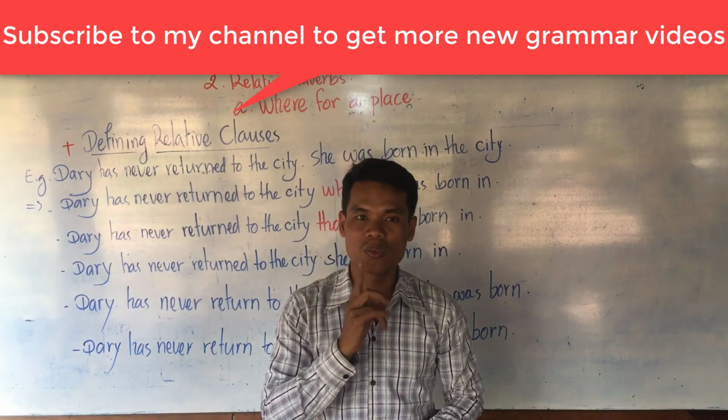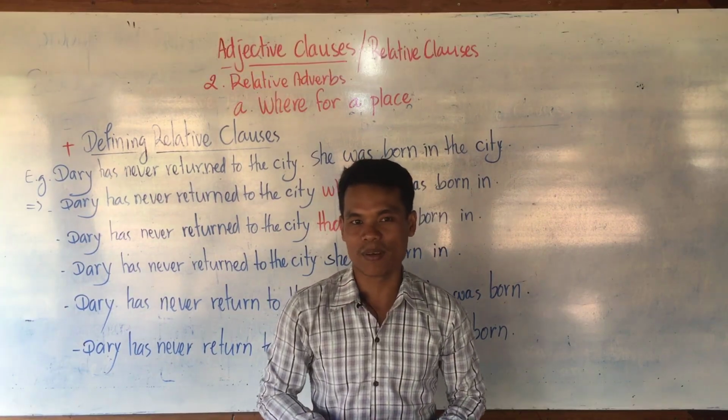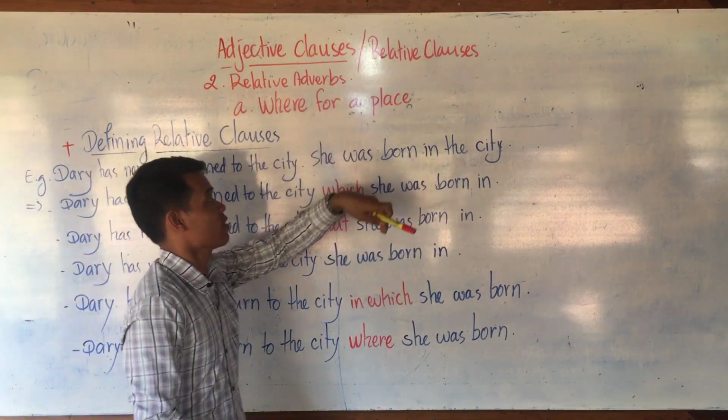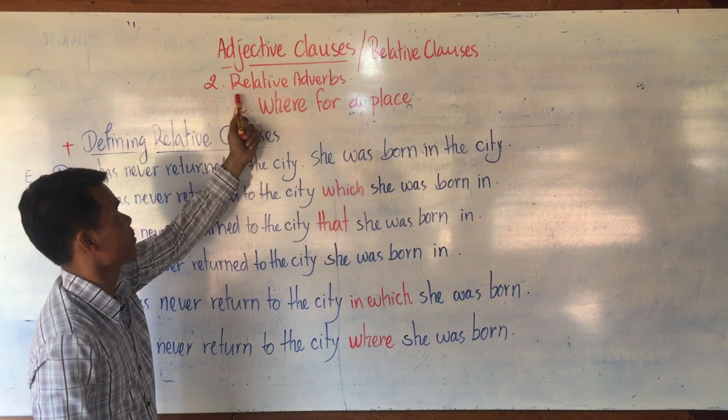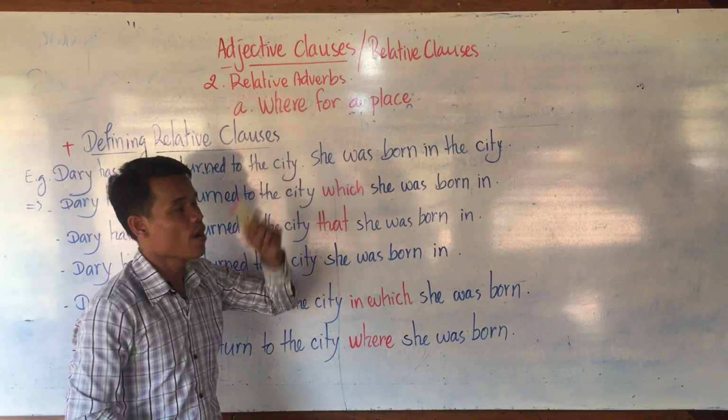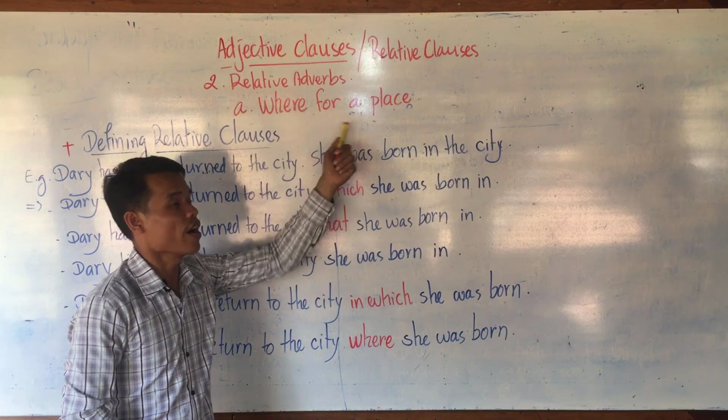Today you are going to learn relative adverbs. So look at the board with me. Adjective clauses or relative clauses. Number 2, relative adverbs. Letter A is where. Where is used for a place.